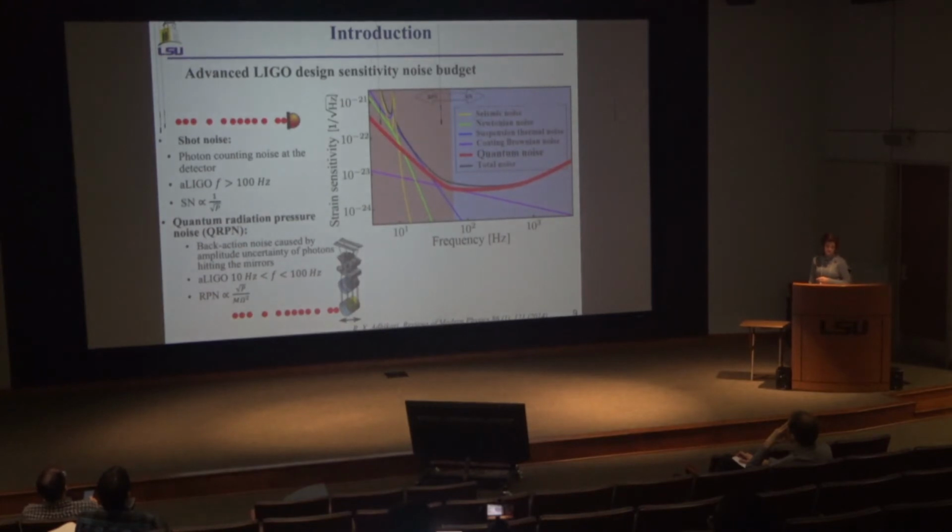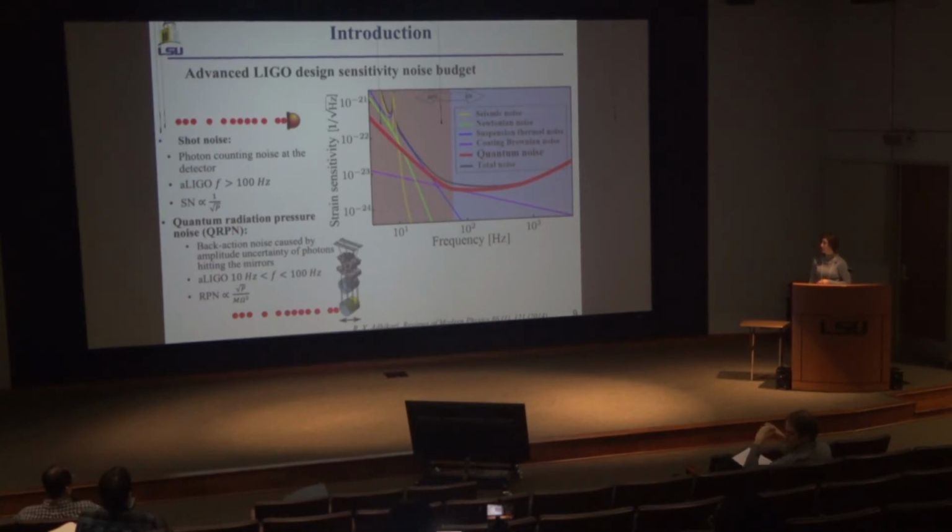Here I show you the advanced LIGO design sensitivity noise budget. If you look at this thick red graph, it is the black graph that comes from total noise. The total noise mostly comes from quantum noise at most frequencies. This quantum noise we can divide into two kinds of noise, which are shot noise and quantum radiation pressure noise.